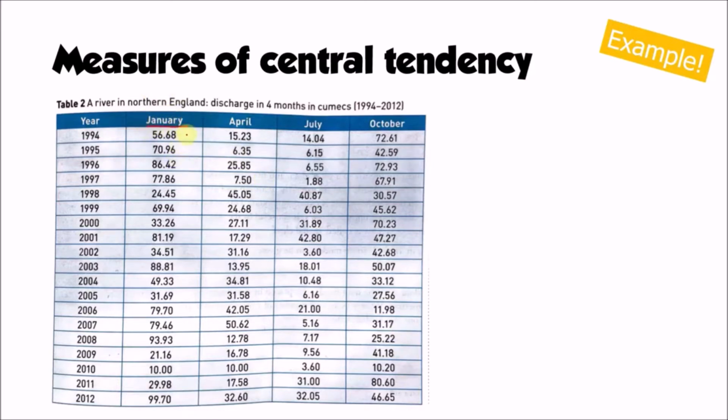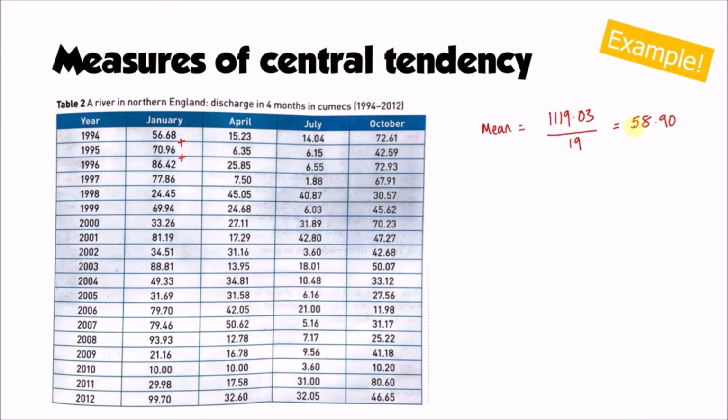In the first case, if we wanted to calculate the mean of the data for January, we would need to firstly get our calculator out and find the sum of all of those numbers there. So we could do 56.68 plus 70.96 plus 86.42. We could go down and add all those numbers up, and that would give us a value of 1119.03, and we would divide that by the number of observations that we've got, in this case the number of years, which is 19. So in this case, our mean would be 58.90. We could work that out using a calculator.